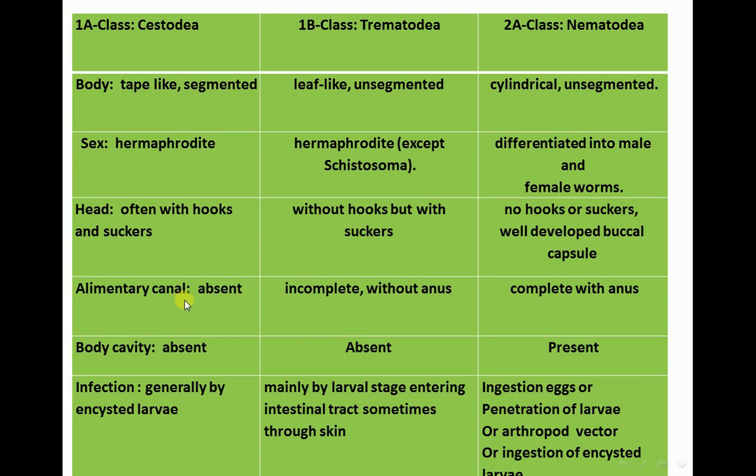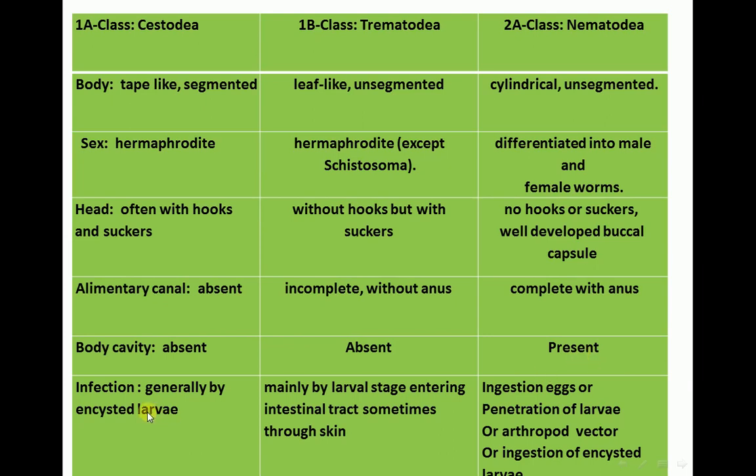Alimentary canal is absent in Cestoda, while in Trematode it is incomplete, meaning without anus, while in Nematode it is complete with anus. Body cavity is absent also in Trematode, but it is present in Nematode.